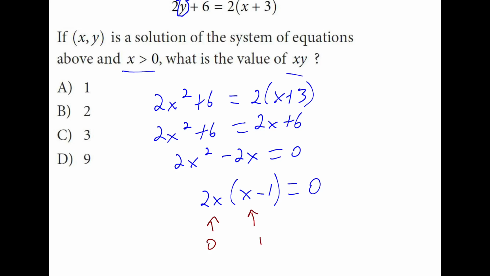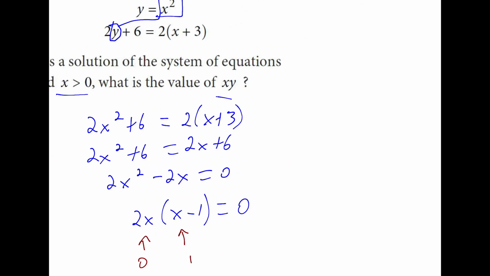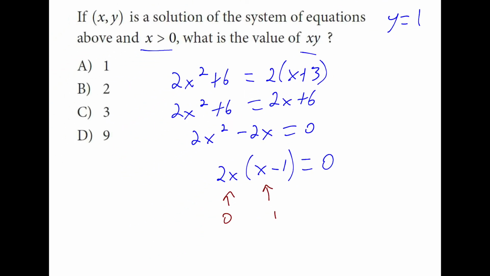In other words, x is 1. So if I go back to one of my original equations and I say y is equal to 1 squared, well, y is also just going to be 1. So 1 times 1 is a.